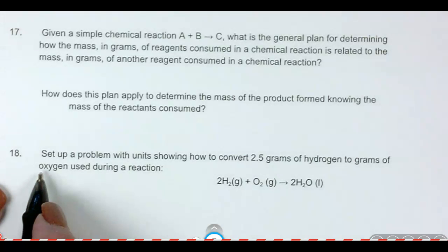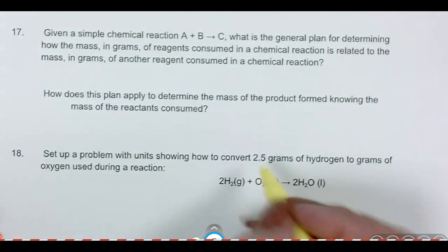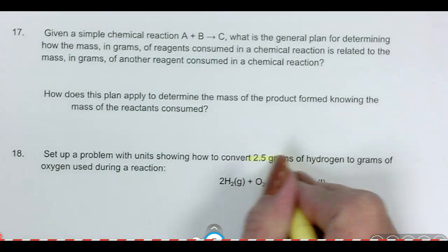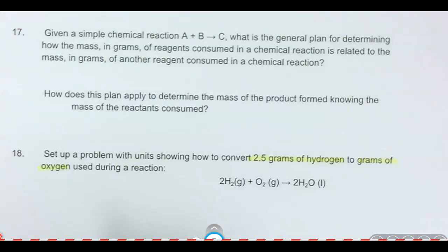So I call this a mass problem. So we're going to go from grams of hydrogen to grams of oxygen. And in order to go from one element or one compound to the other, we have to do a mass or a mass ratio problem.